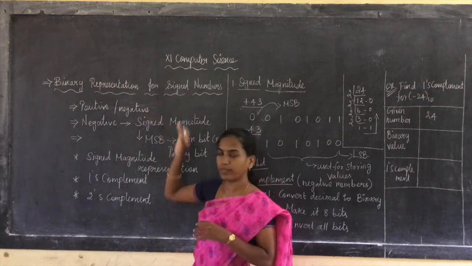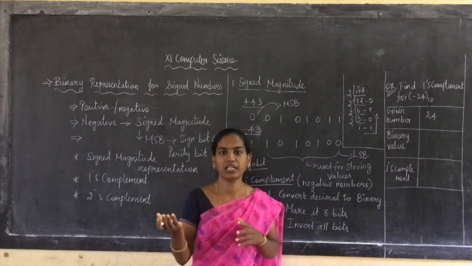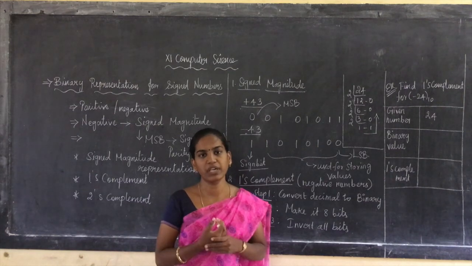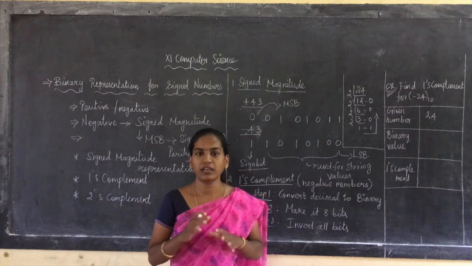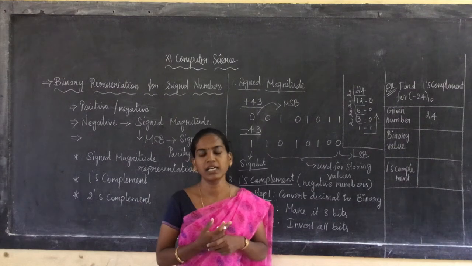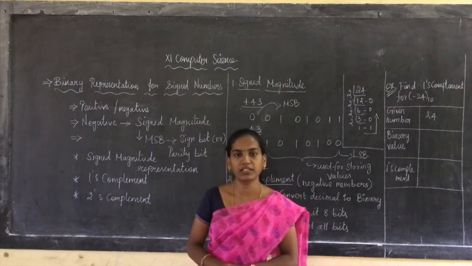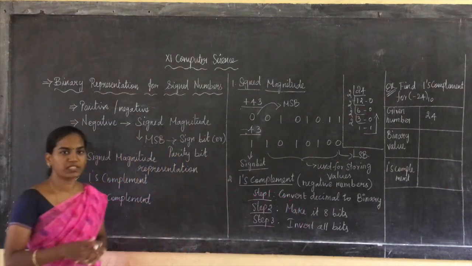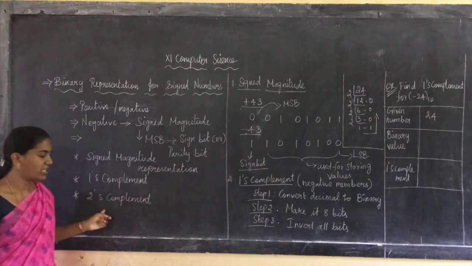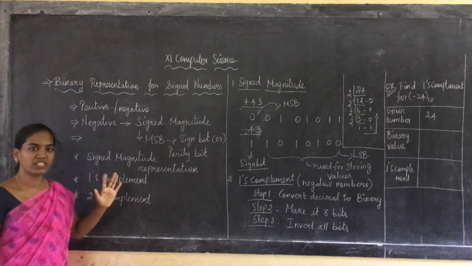So what is the binary representation of negative numbers? How will you convert a negative decimal value into a binary value? There are three different ways available in computers: signed magnitude representation, ones complement and twos complement. So three methods are there. One is signed magnitude representation, another one is ones complement, and another one is twos complement.